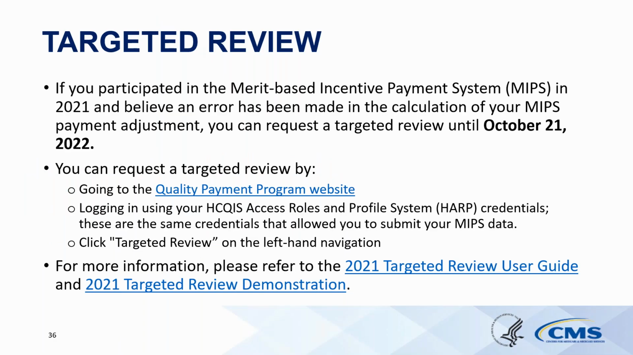So the first thing I wanted to talk about was the targeted review. If you participated in MIPS or the Merit-Based Incentive Payment System in 2021 and you received your MIPS payment adjustment calculation and you've got some questions or concerns, you can request a targeted review until this Friday, October 21st. To request a targeted review, you'll need to go to the Quality Payment Program website. You'll need to log in with your HARP credentials, which are the same credentials you used when you submitted your MIPS data, and you will click Targeted Review on the left-hand navigation. For more information, please refer to the 2021 Targeted Review User Guide and 2021 Targeted Review Demonstration that are available on the resource library on the Quality Payment Program website. Next slide, please.